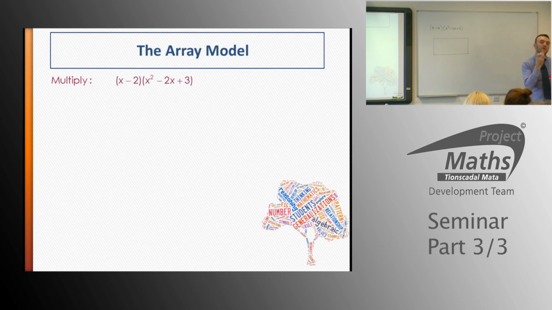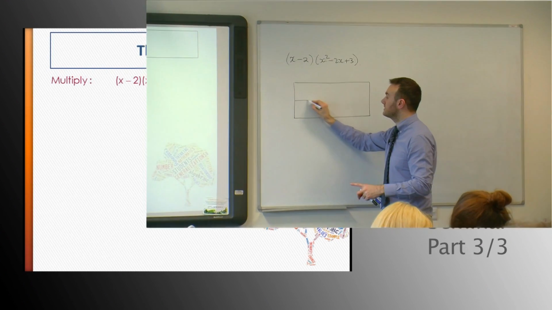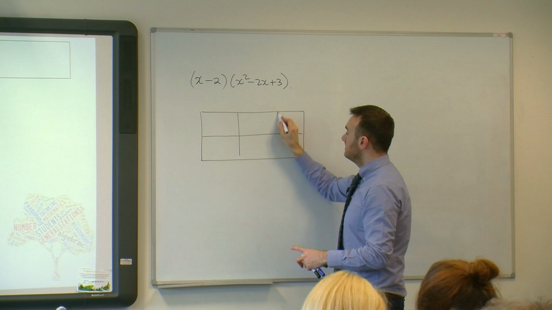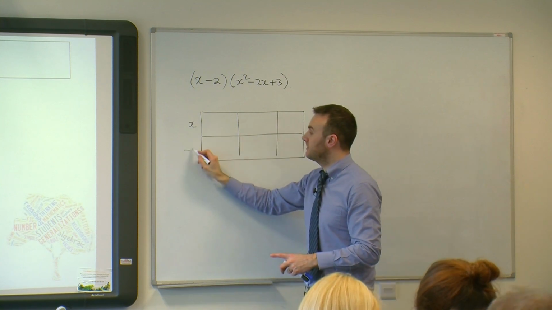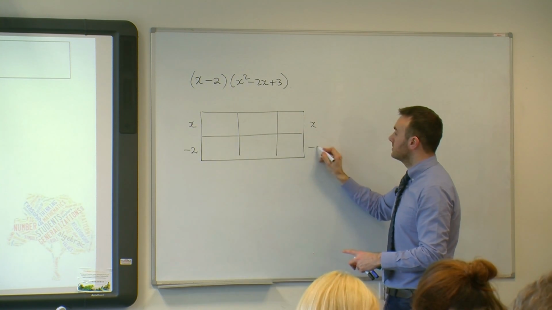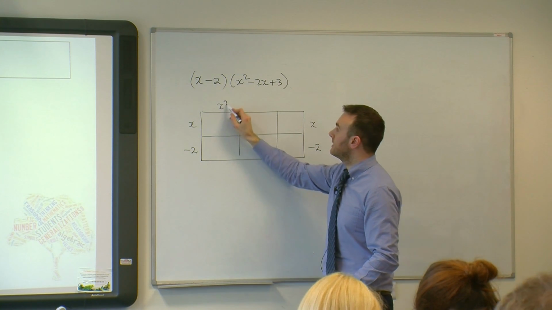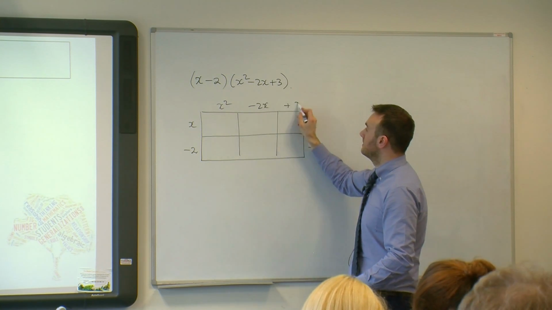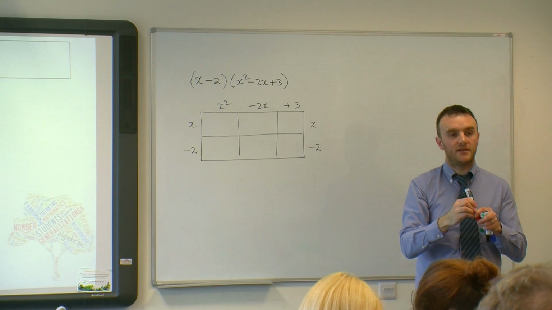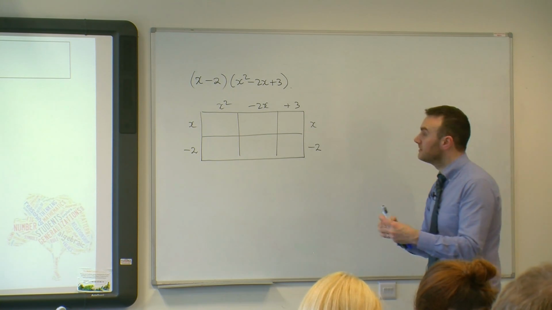Is there any way I know how many windows are going to be in my array grid? Yeah, it's a linear by quadratic, so it's going to be 2 by 3. It's going to be 6. And I'm multiplying x take 2 by x squared take 2x plus 3. Tell me what's inside then, box by box or window by window.